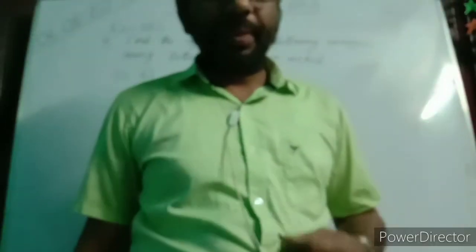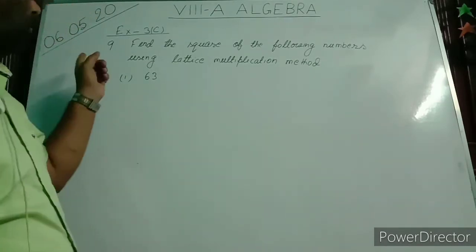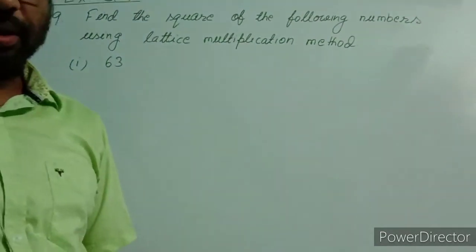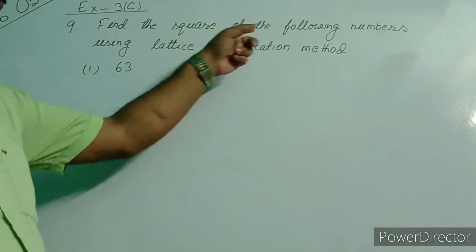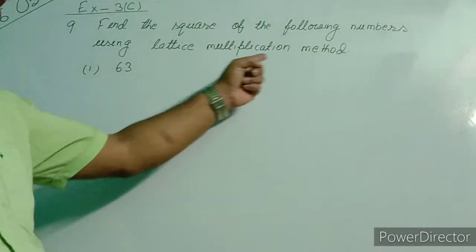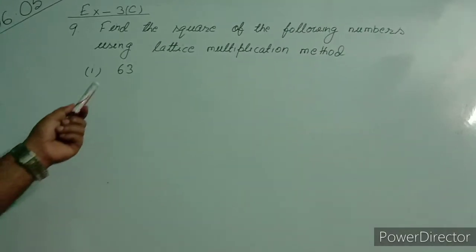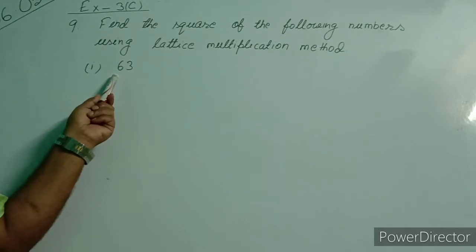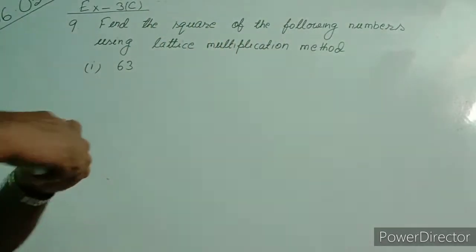Students of 8A, in this period of algebra, exercise 3C is continued, and today we shall learn the lattice multiplication method. The question number 9. The question is, find the square of the following numbers using the lattice multiplication method. So first of all, see the number, that is 63. We are asked to find out the square of 63 using the lattice multiplication method.